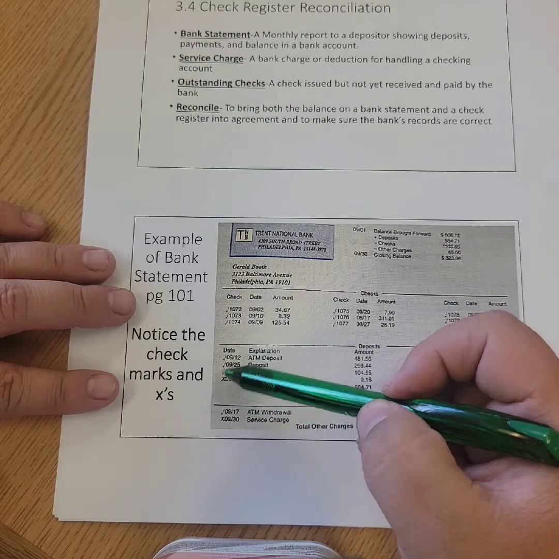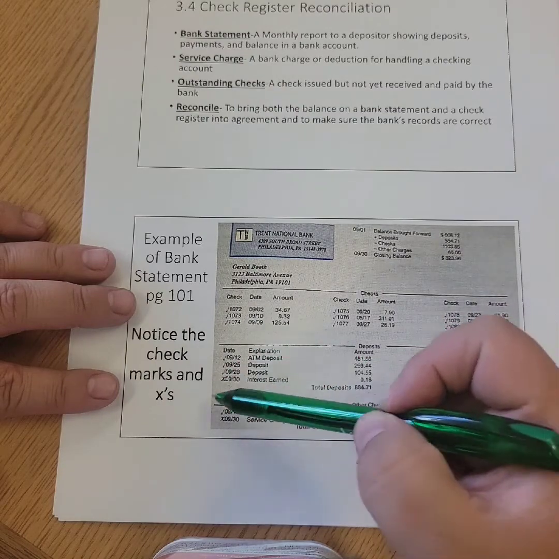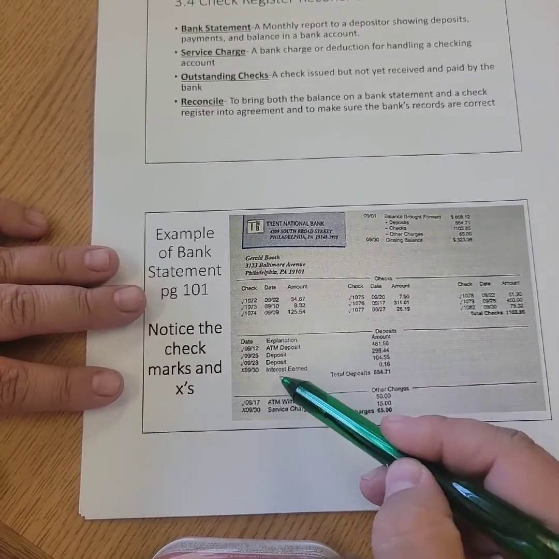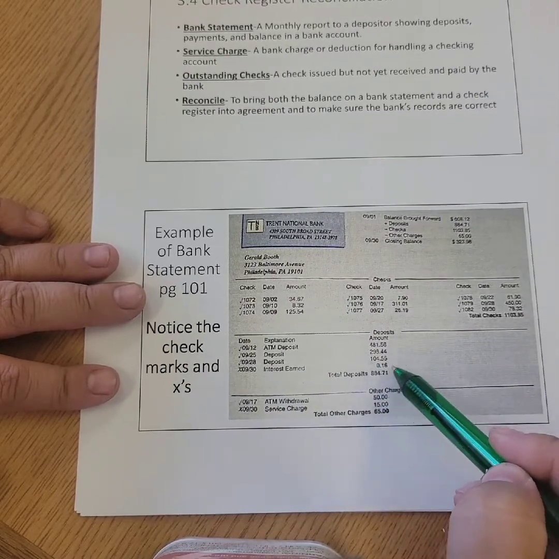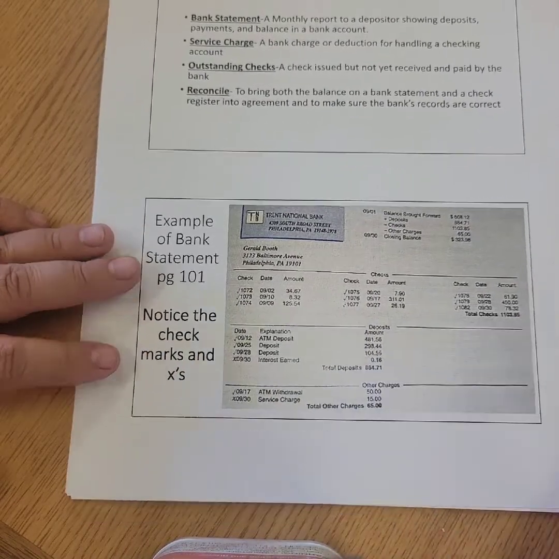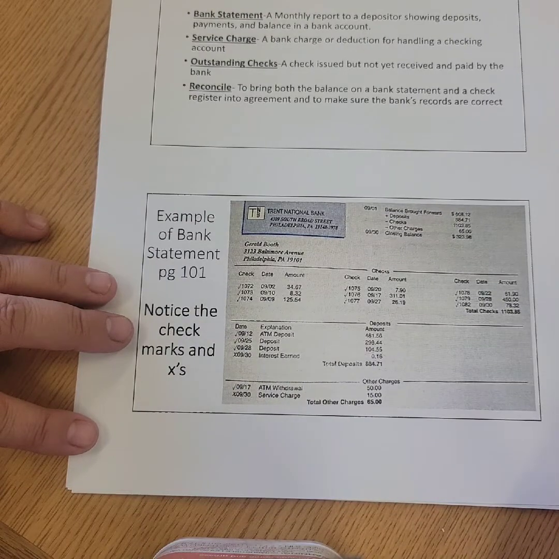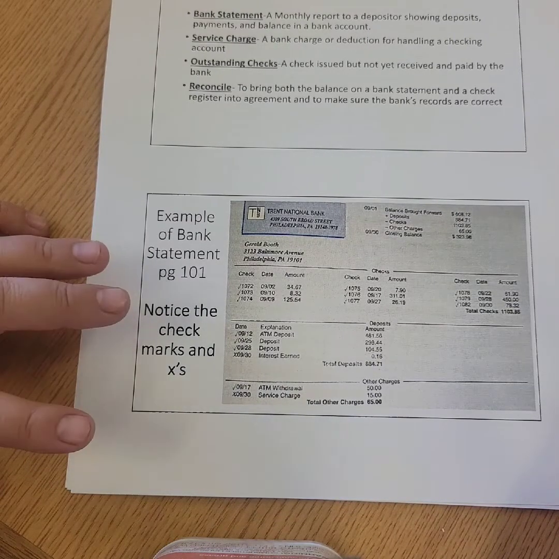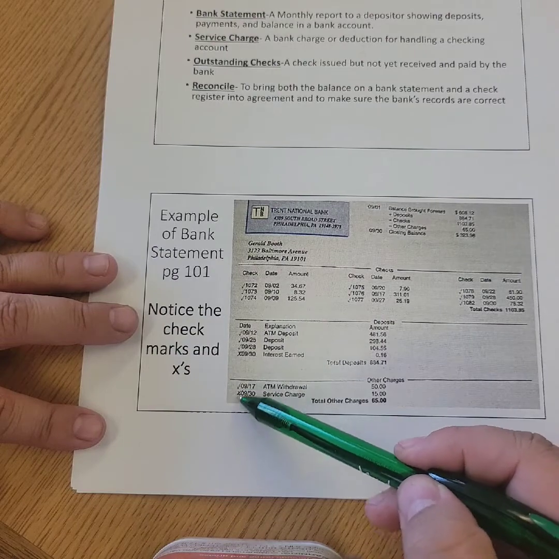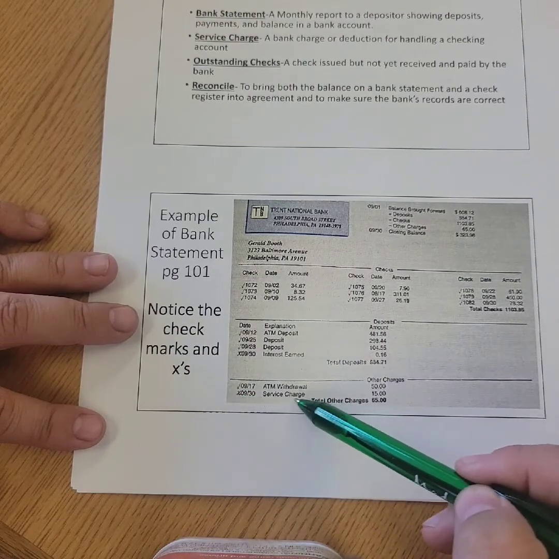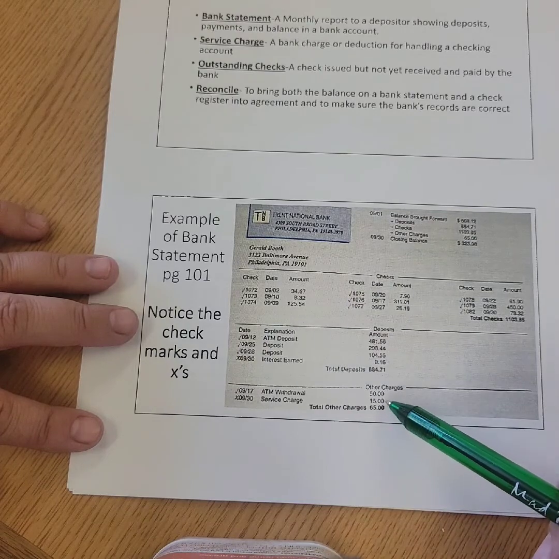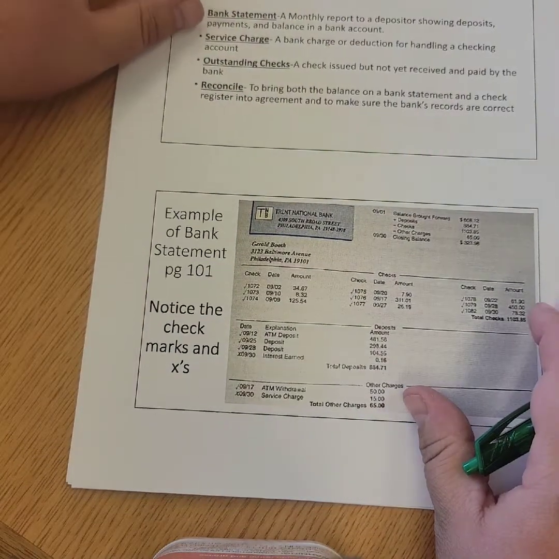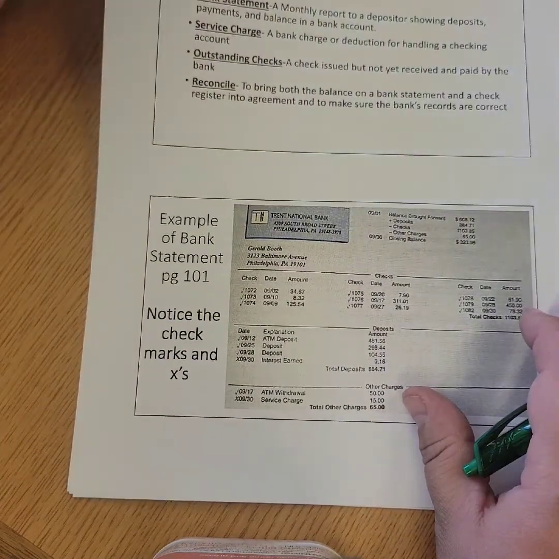But if you look here, they've got all these things. Here there's an X, and that just means this wasn't in the check register, so this needs to be put in the check register in order to make everything balance. Same thing down here, a service charge. You're not going to know about the service charge until this statement comes out. So that needs to be put in the check register.